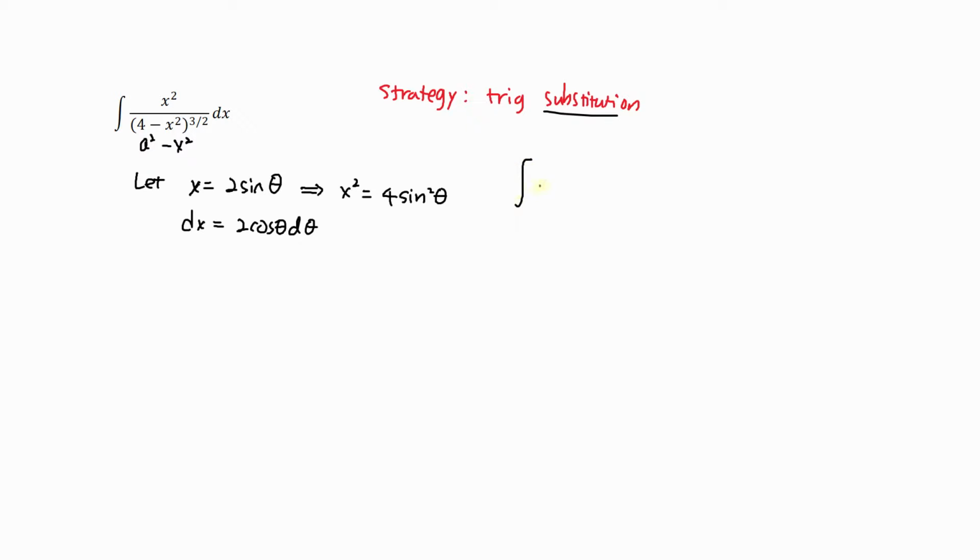So the integral of x squared is simply 4 sine squared theta over 4 minus 4 sine squared theta, to the 3/2 power, and don't put dx, we replace it with 2 cosine theta d theta. Okay, looks all good. I will pull the coefficient in front of the integral, and that becomes 8.